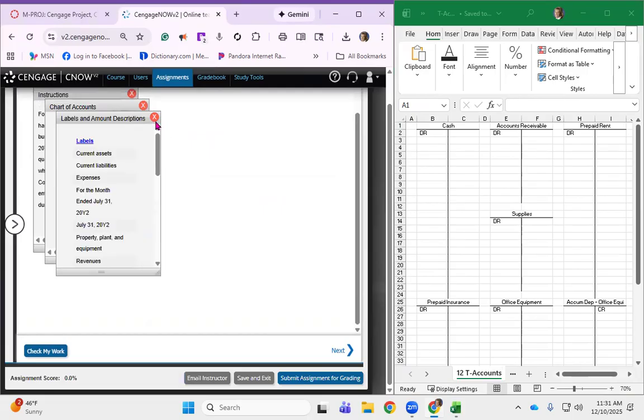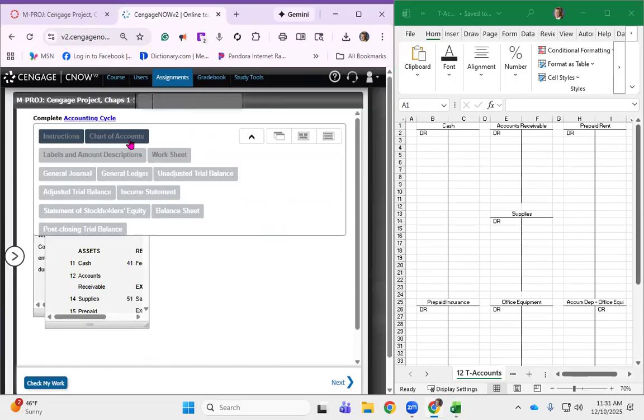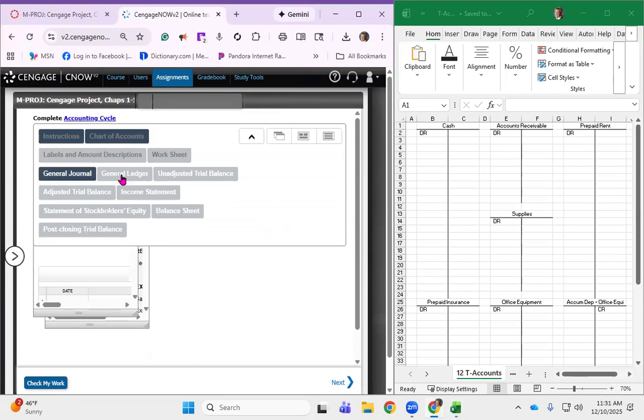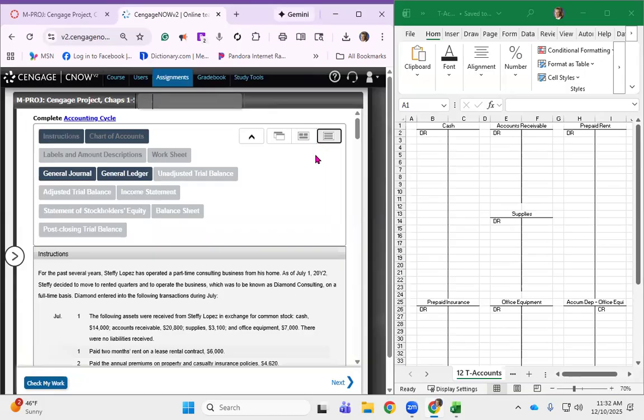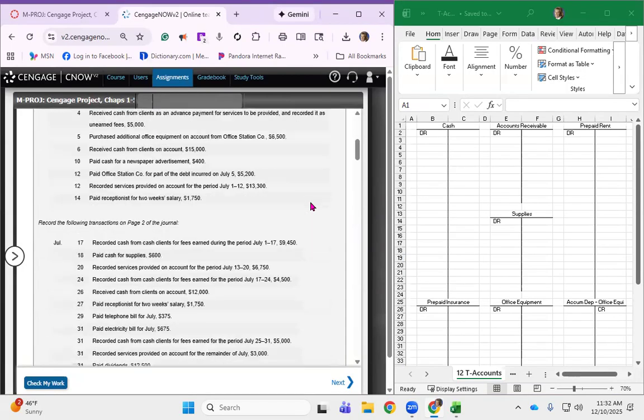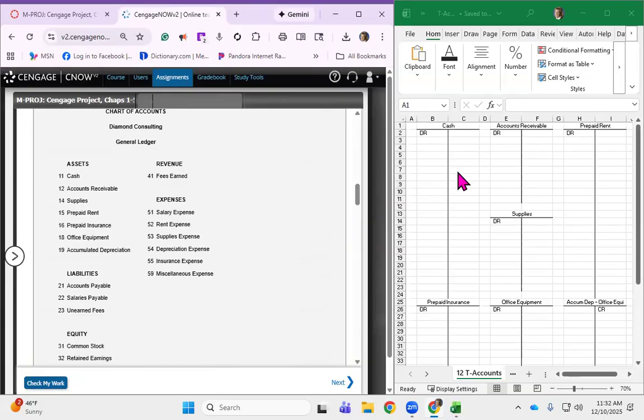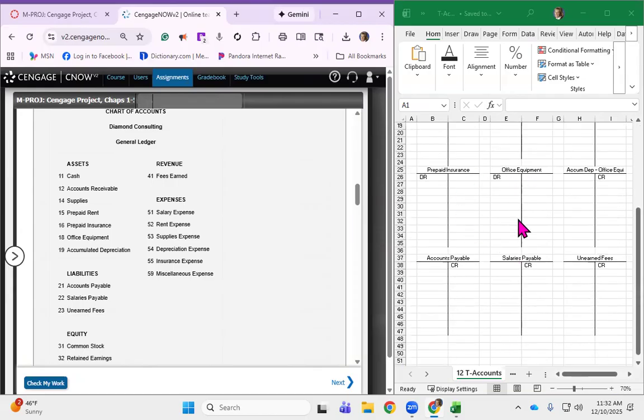Here's what I would recommend so you don't have so much open. I would recommend the instructions, the chart of accounts, and the general journal and the general ledger. Let's start with those four. And I'm going to stack them. Okay. And then I'm trying to audit if I've got all the right accounts. So we've got a cash account. We have accounts receivable. We have supplies. We have prepaid rent. We have prepaid insurance. We have office equipment. We have accumulated depreciation for the office equipment. Those are all our assets.